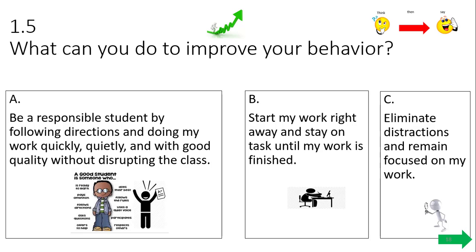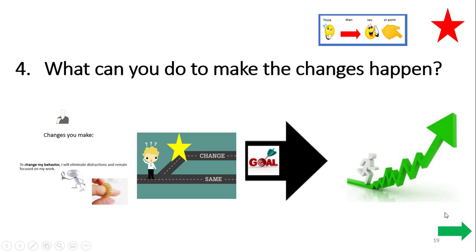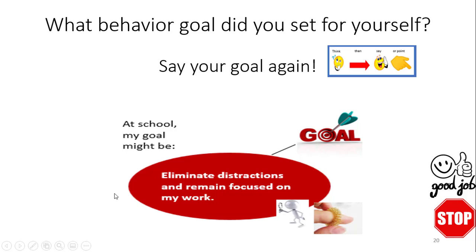What can you do to improve your behavior? A, be a responsible student. B, start working right away. Or C, eliminate distractions. Erin, make your selection now. Pointing to C. Remember, that's our symbol that we're looking for. What can you do to make the changes happen? You're going to make some changes to your behavior using your goal and using a tool. What behavior goal did you set for yourself? Let's say it again together. Get ready. Eliminate distractions and remain focused on my work.